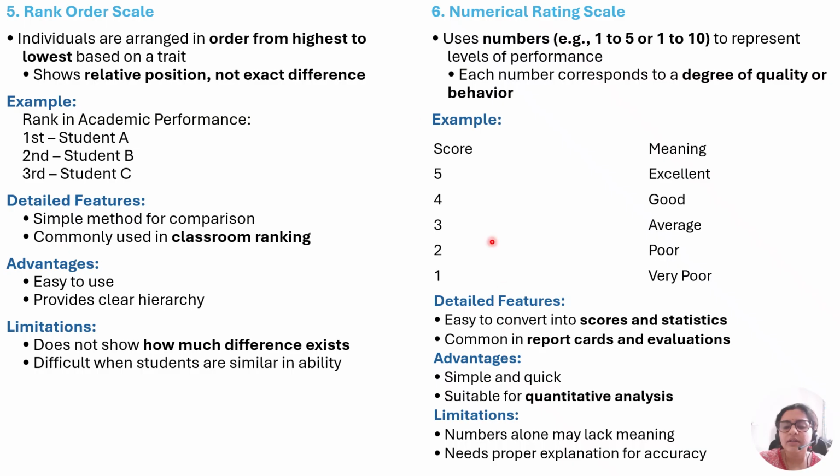The features of this scale are that these scores are easy to convert into scores and statistics. This is very common in report cards and evaluations. What are the advantages? It is simple and quick. It is suitable for qualitative analysis. What are the limitations? Just numbers will obviously lack meaning. It needs proper explanation for accuracy.